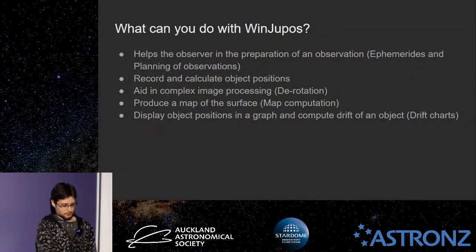So, some things that you can do with WinJUPOS. It can help you prepare for an observation with its ephemerides and planning of observation modules. It can record and calculate the features and positions on the planets, aid in complex image processing, which is the derotation. You can produce maps of the surface, and it will do drift alignment, so calculate how features are moving around on the surface of the planet.